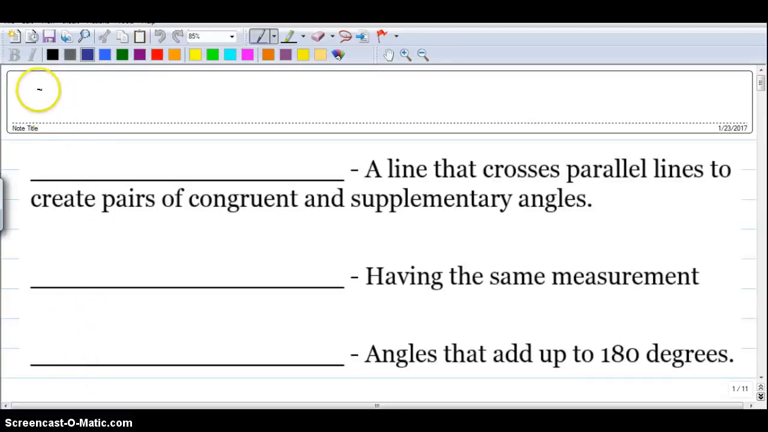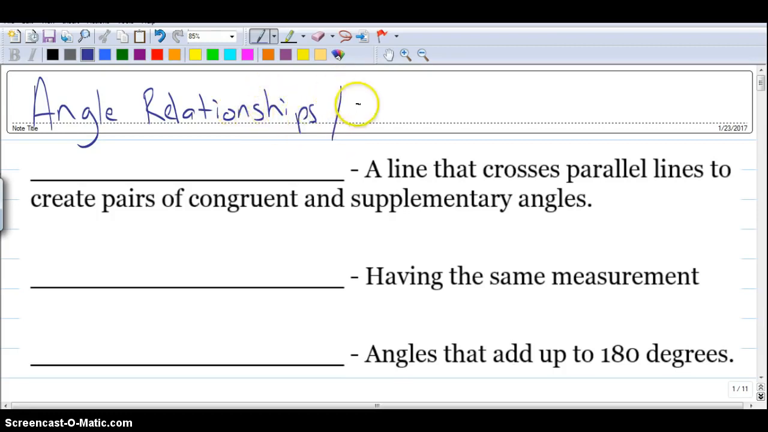What's up, everyone? So this is going to be our first geometry lesson. It is over angle relationships, or angle pairs, same thing. So first, some vocabulary words to get out of the way. The first one is called a transversal.